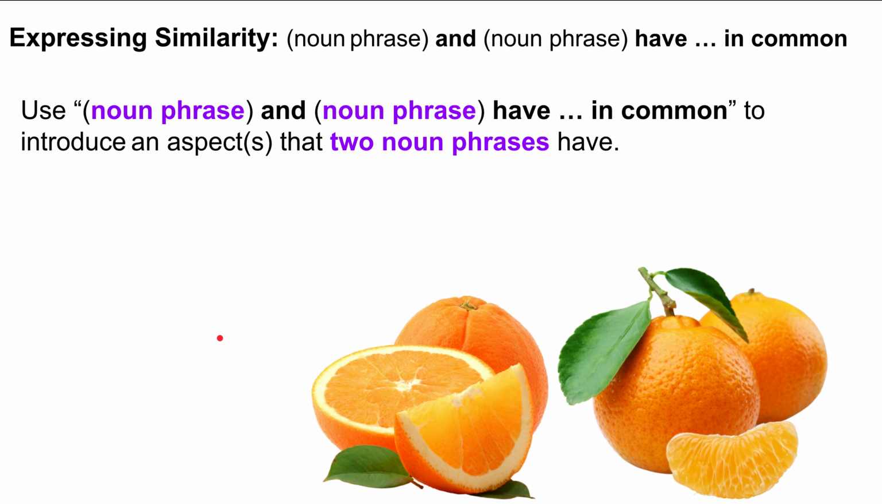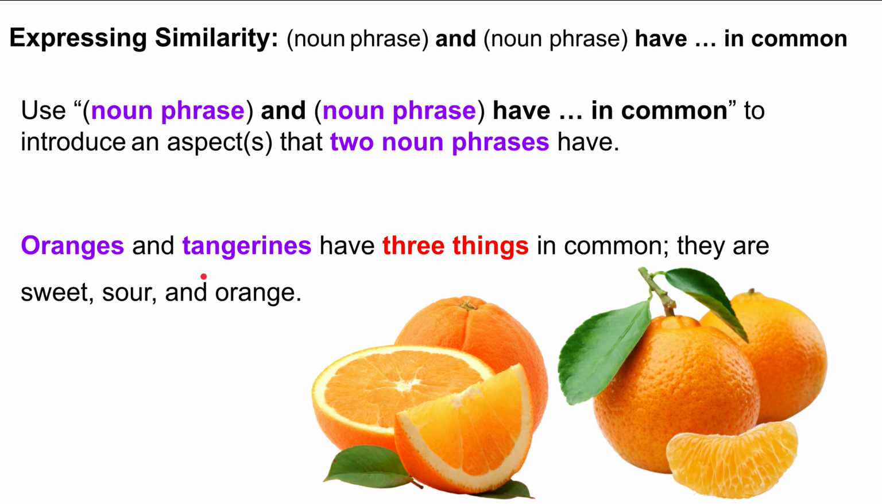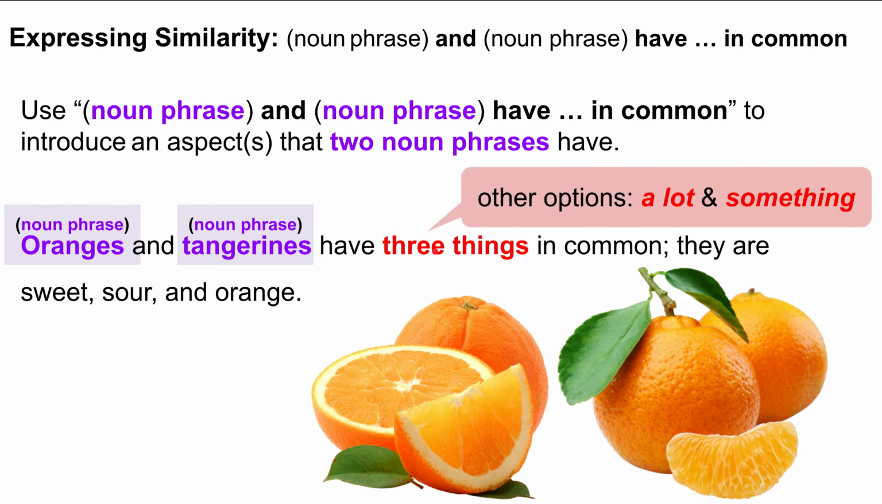Moving on now, use noun phrase and noun phrase have in common to introduce an aspect or aspects that two noun phrases have. For example, oranges and tangerines have 3 things in common. They are sweet, sour, and orange. Here, I'm looking at 2 noun phrases, oranges and tangerines again, and I'm listing 3 things that they have in common. I don't have to just use 3 things. I can say one thing, I can say a lot, I can say something. Here I'm listing 3 things. Those 3 things are sweet, sour, and orange.